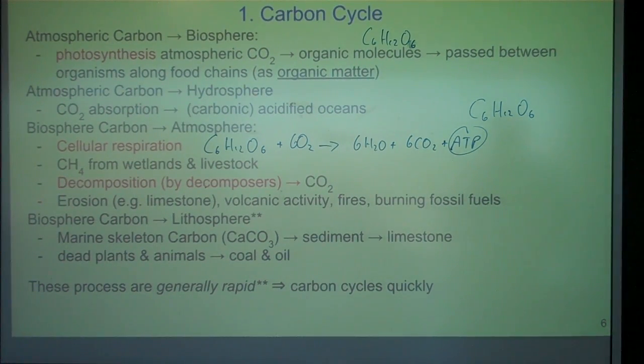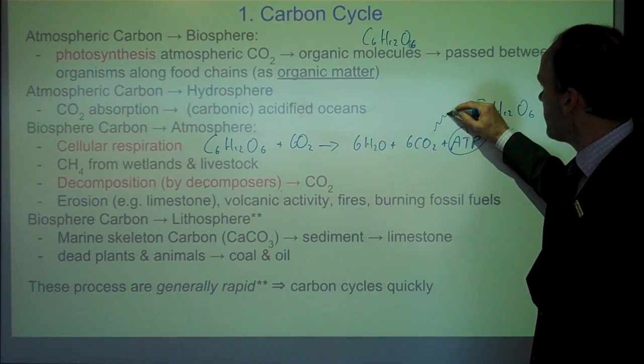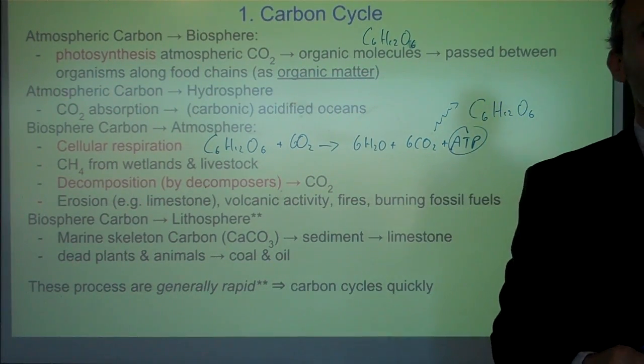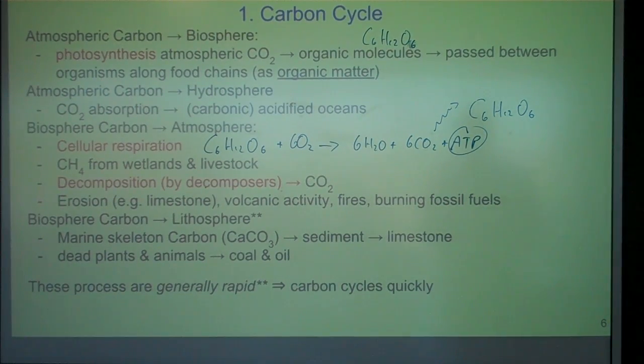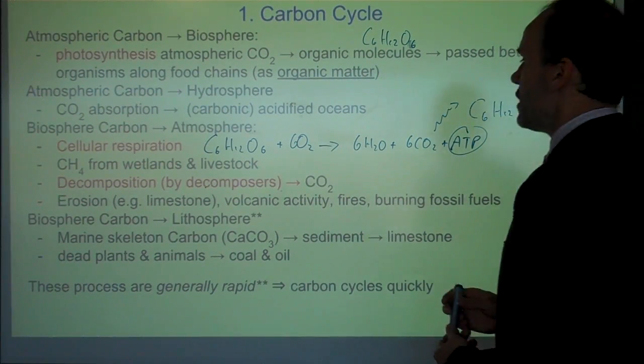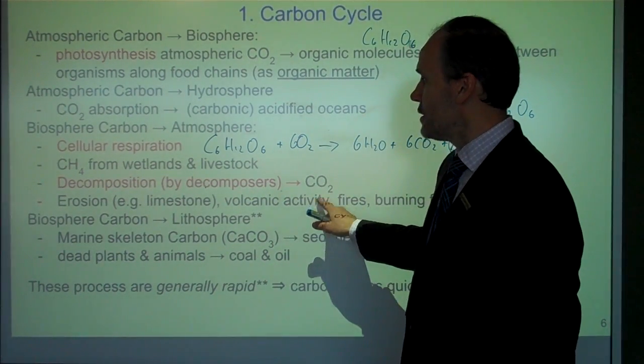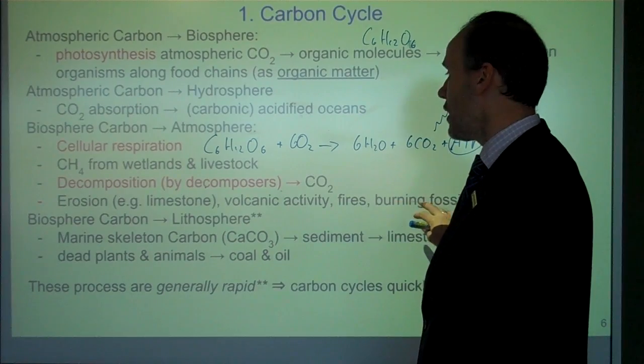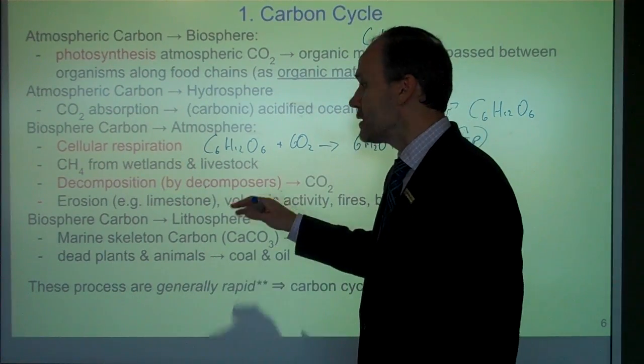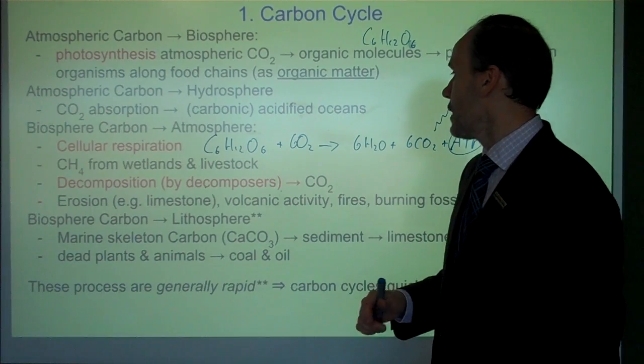Remember, cellular respiration is the opposite of photosynthesis. So what you start with in photosynthesis is what you end with in cellular respiration. So in cellular respiration, there's our CO2 again, up into the atmosphere. There's always carbon going up and carbon coming out in the carbon cycle. We're just adding additional carbon into this. Decomposition leads to carbon dioxide. Erosion and volcanic activity and fires and burning, all of these release carbon in one form or another.